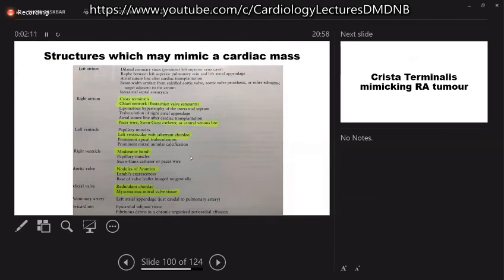These are a few normal structures which can be seen in the different cardiac chambers and may be misinterpreted as a cardiac tumor, which I have marked in yellow. They are the crista terminalis in the right atrium, Chiari network and Eustachian valve remnants in the right atrium. Sometimes the moderator band in the right ventricle can be mistaken. Nodules of Arantius. Does anyone know what is meant by nodules of Arantius? And Lambl's excrescences.